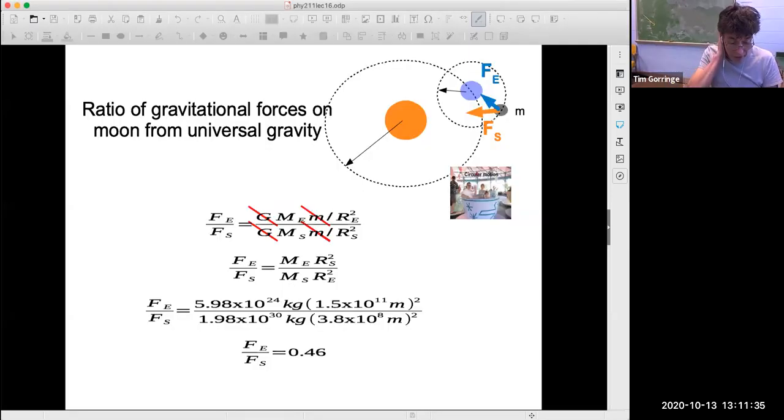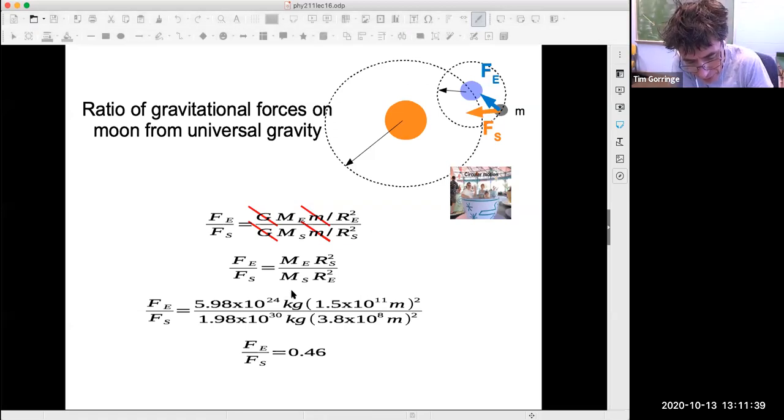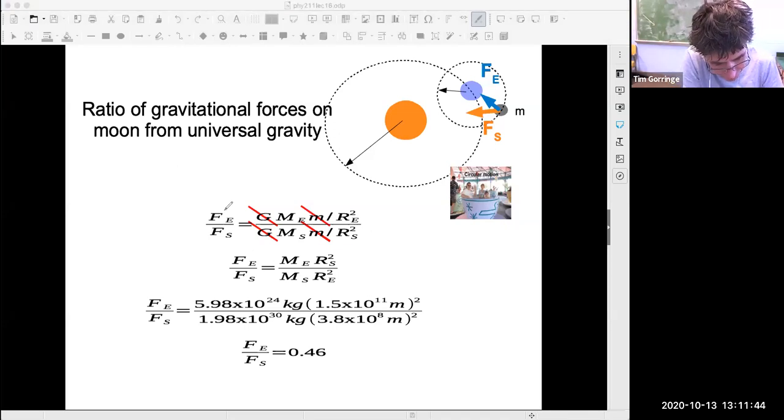And that's what I've done on this slide. Here's the force, Fe is the force of the Earth on the moon. And Fs is the force of the sun on the moon. And in both cases, I'm just going to substitute in the universal law of gravity in the numerator and the denominator for these two forces.